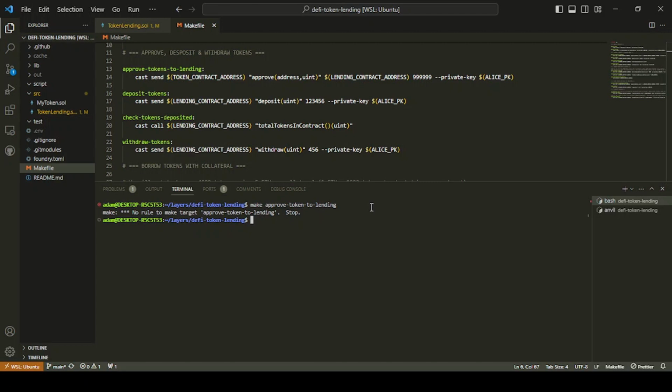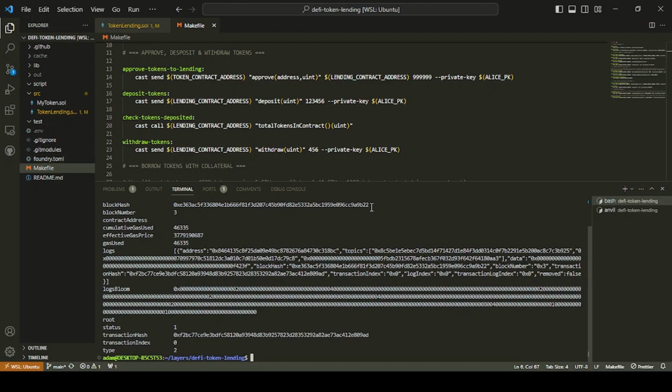What did I do there? Approve. Yep, I spelled it wrong. So make approve tokens plural to lending. There we go, and that's gone through.